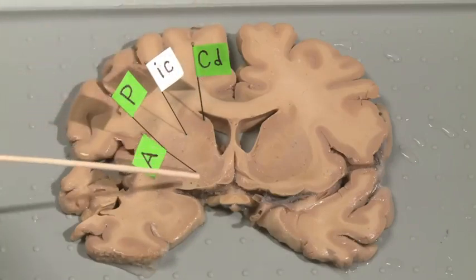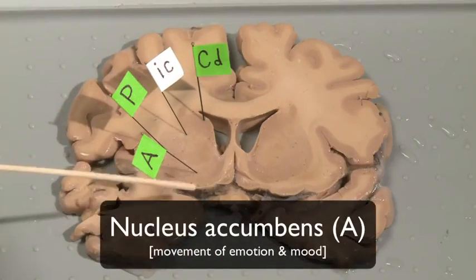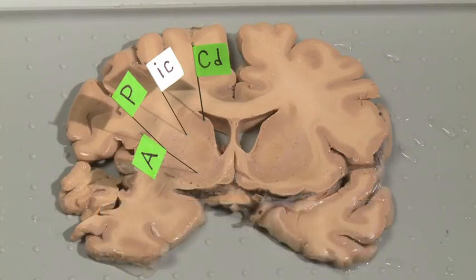Down below, the nucleus accumbens is involved with modulating movements of emotion or mood. So we can think of these components of the basal ganglia as all being involved with the modulation of movement. What distinguishes them are their anatomical connections and also the functions upon which they operate.